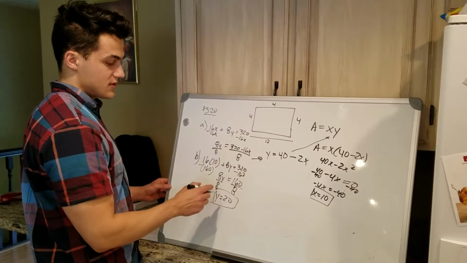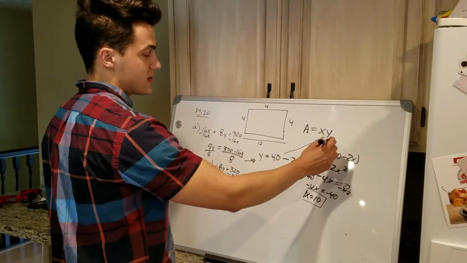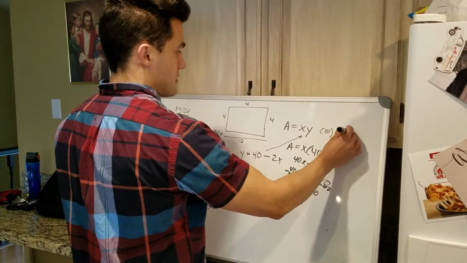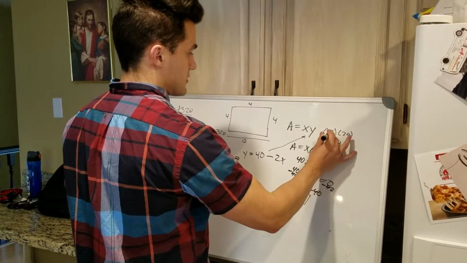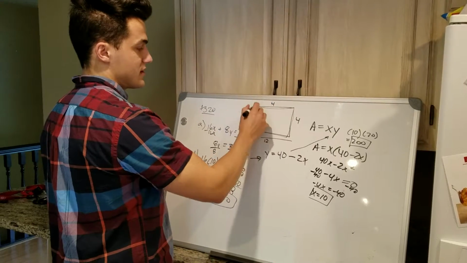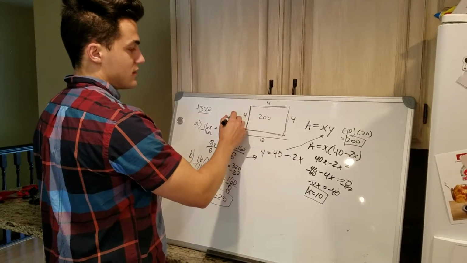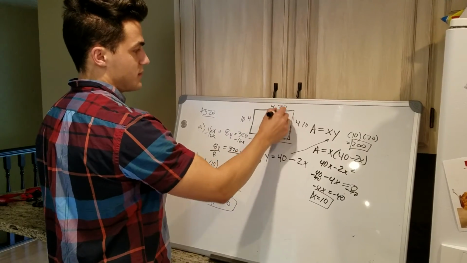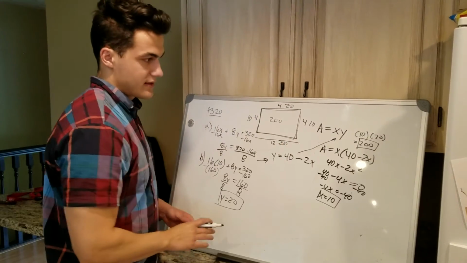One side's 10, one side's 20, so we'll go ahead into the area equation. And that's going to be 10 times 20, or 200. So now we know the full dimensions. It's going to have an area of 200 with the 2 short sides being 10 and the 2 long sides being 20. And that's how you solve it.